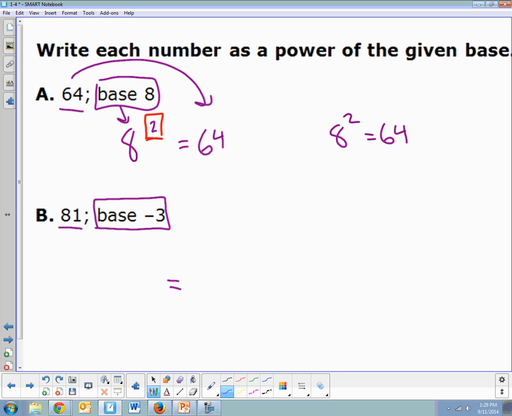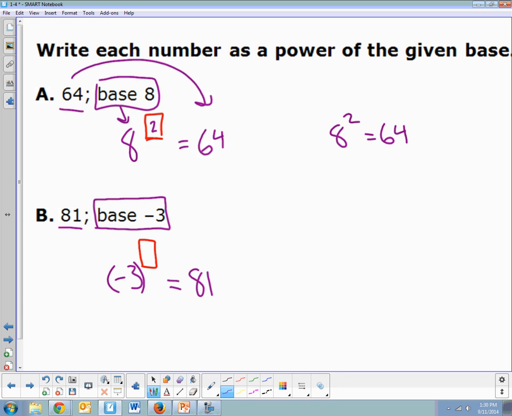So again, that base is negative 3. We don't know what the exponent is, and we know the solution is 81. All right, so let's think here. We know it's going to be 3 times 3 times 3 times 3, etc. So 3 times 3 is 9. And, oh, I'm sorry, the base is negative 3, so the parentheses. Got to have parentheses. The negative is part of the base. So negative 3 times negative 3, positive 9. Times negative 3, negative 27.